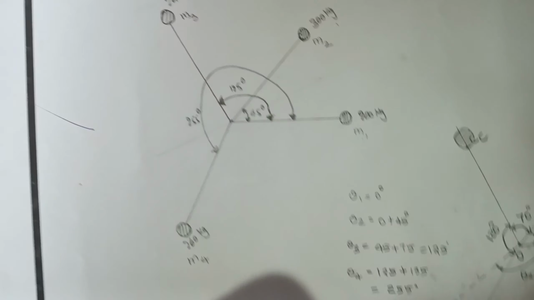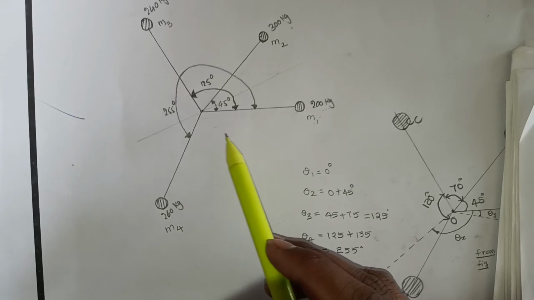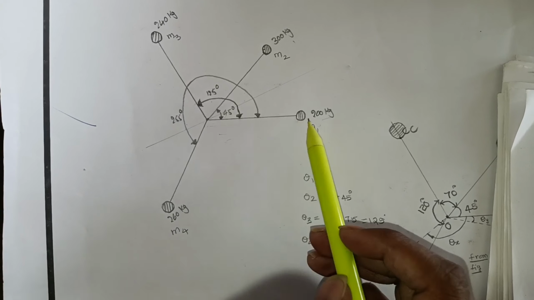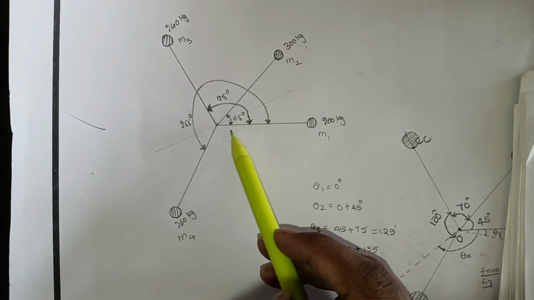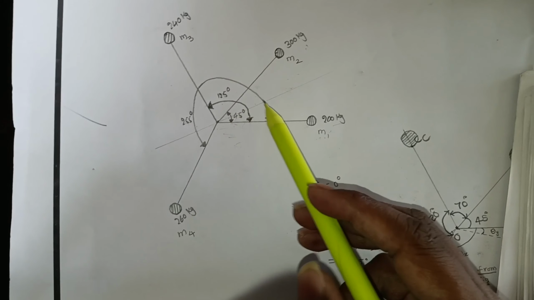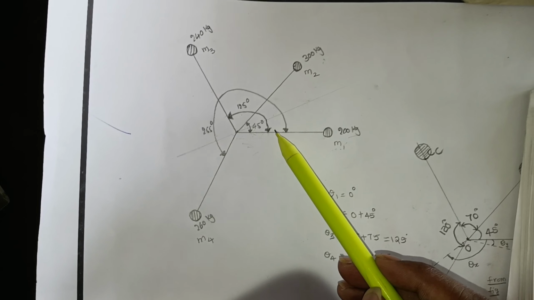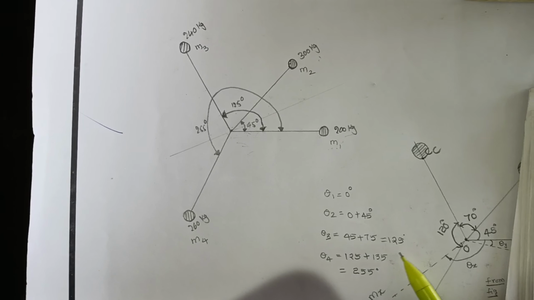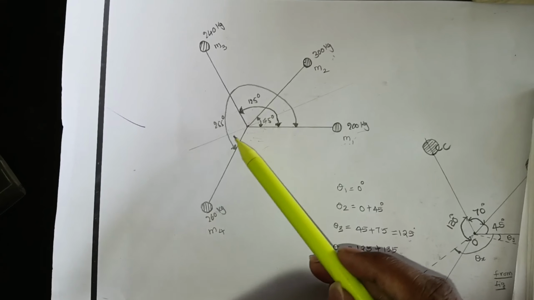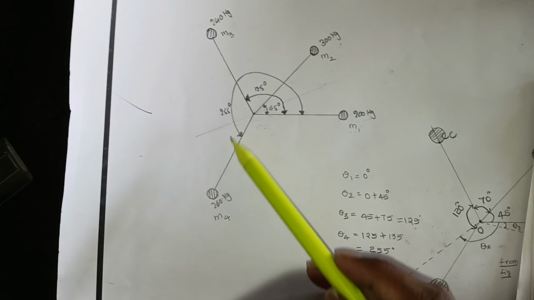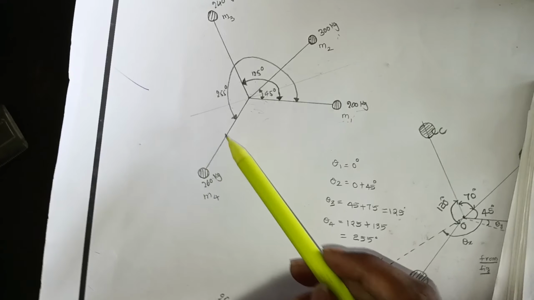So you have to draw this figure with these angles. The first one M1 at 0 degrees, next the 300 kg M2 at 45 degrees. By using a protractor you can draw. Next mass M3, the angle is 125 degrees. Next mass M4, the last angle, is 255 degrees. Using the protractor you can measure and draw that angle.